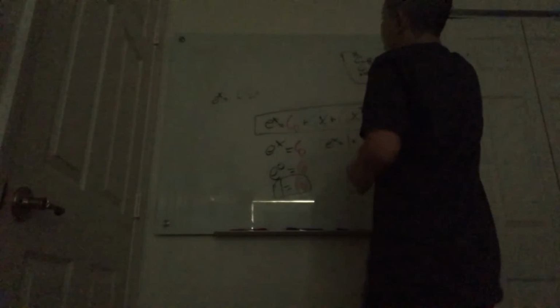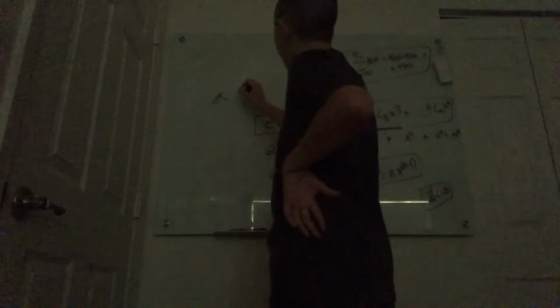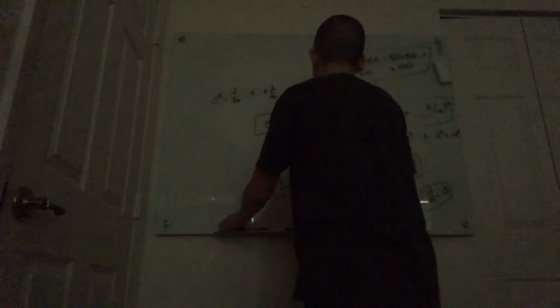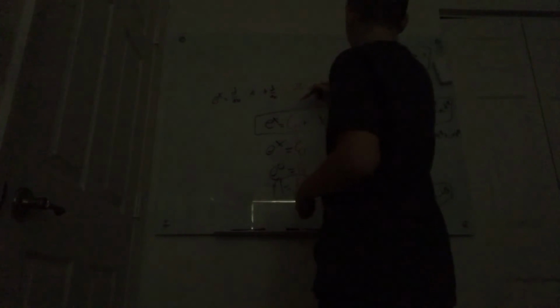Oh wait, my bad. No, not my bad. e to the x times c1 x, right? The derivative equals the derivative of a constant of 1 times x, plus the derivative of a constant of 2x squared, plus the derivative of a constant of 3 x to the cube.